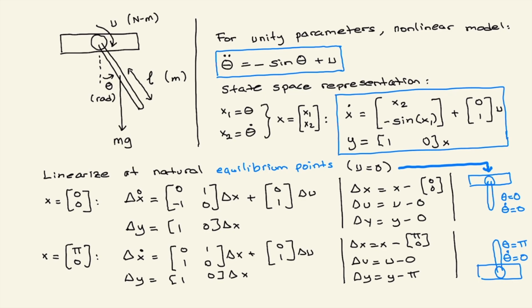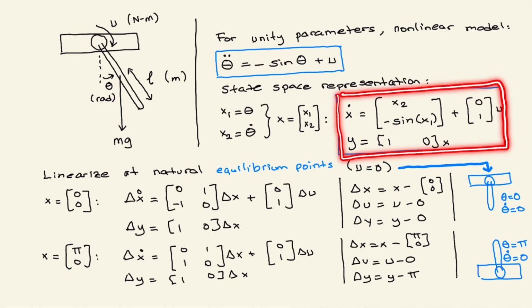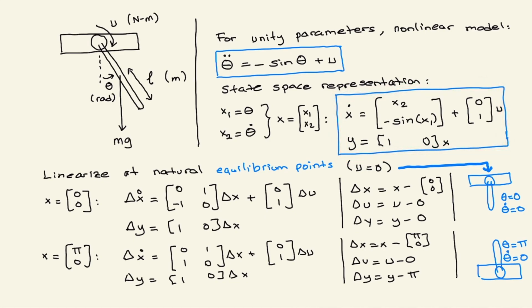You can represent this in state space form. Let's say the first state x1 is theta, x2 is the time derivative of theta, and you can write x1 and x2 as a vector like this. Then the resulting state space representation of this nonlinear system is this. Here, x is the state. U is the control, and y is the output of the system, basically this theta angle.